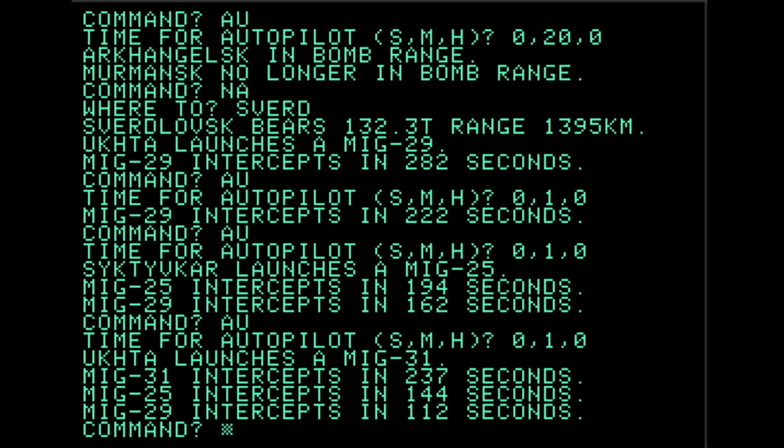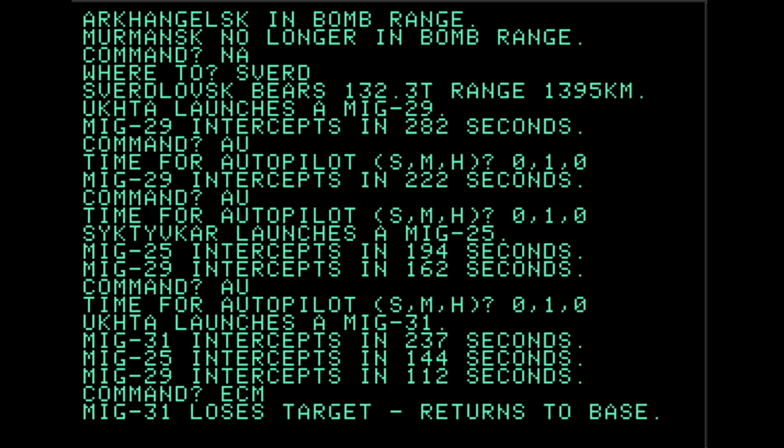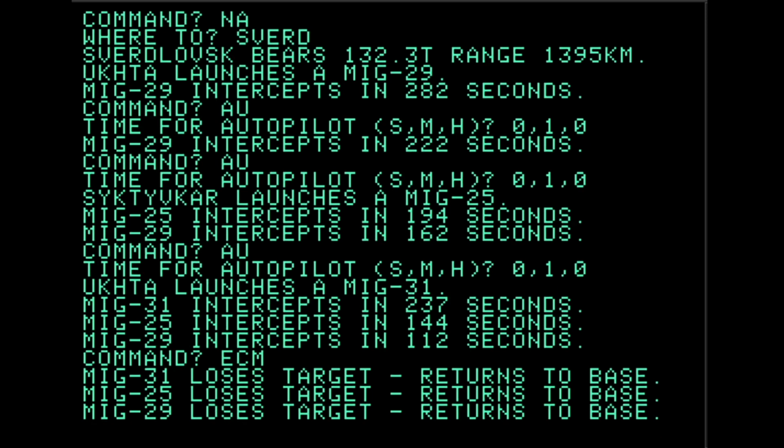Okay, we've got 3 MiGs on our tail. This seems like a good time to use some ECM. Fabulous. One thing I'd like to do is actually look at the source code and figure out what's the coefficient at which your ECM becomes less effective. I think that would be really interesting.